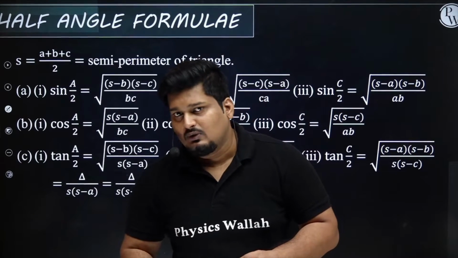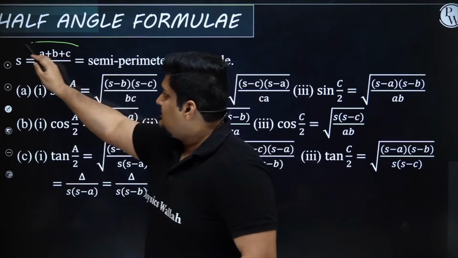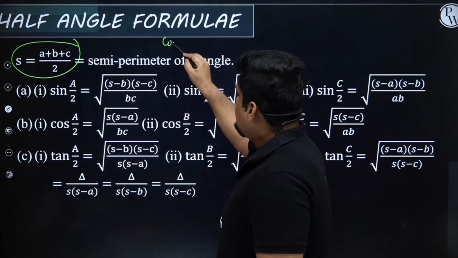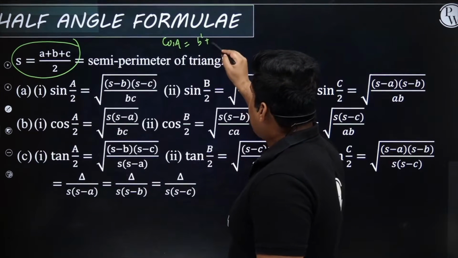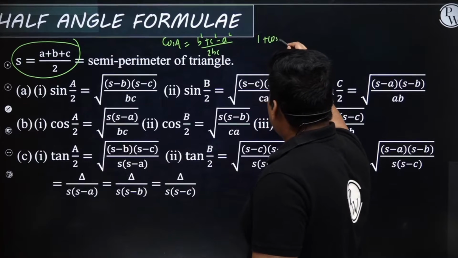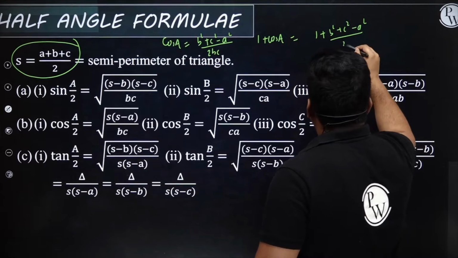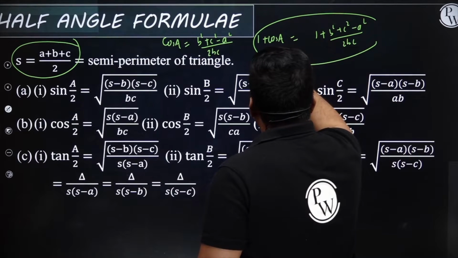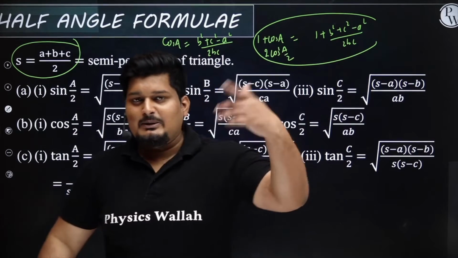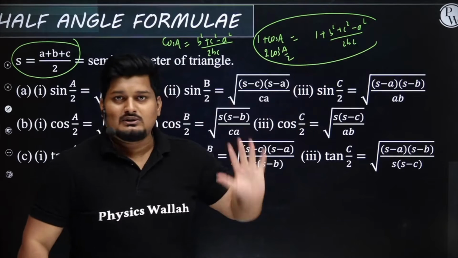In the cosine rule, what do we do? Cos A is given, so we write 1 plus cos A, and then we use the result that s is the semi-perimeter. From there we derive. You see cos A. What is cos A? Cos A is b square plus c square minus a square divided by 2bc. So we can write 1 plus cos A equal to 1 plus (b square plus c square minus a square) divided by 2bc. This 1 plus cos A becomes 2 cos square A by 2. If you write 4-5 steps, you will get to see all these things, right?